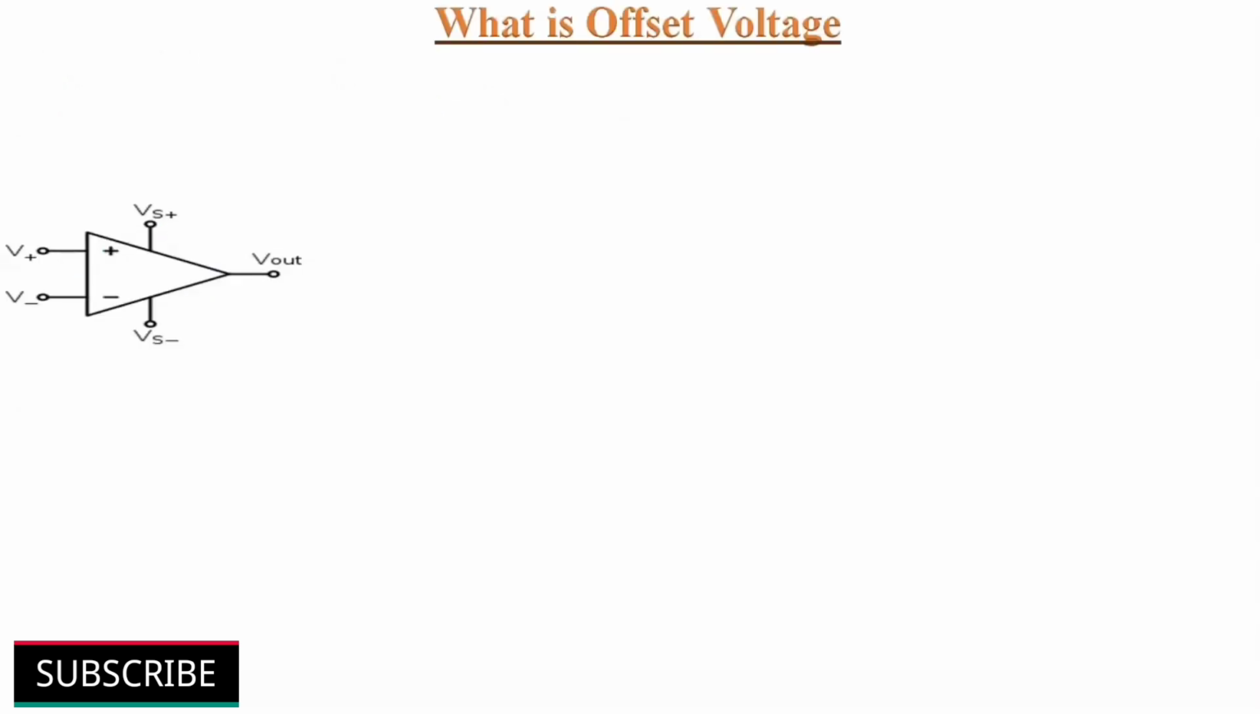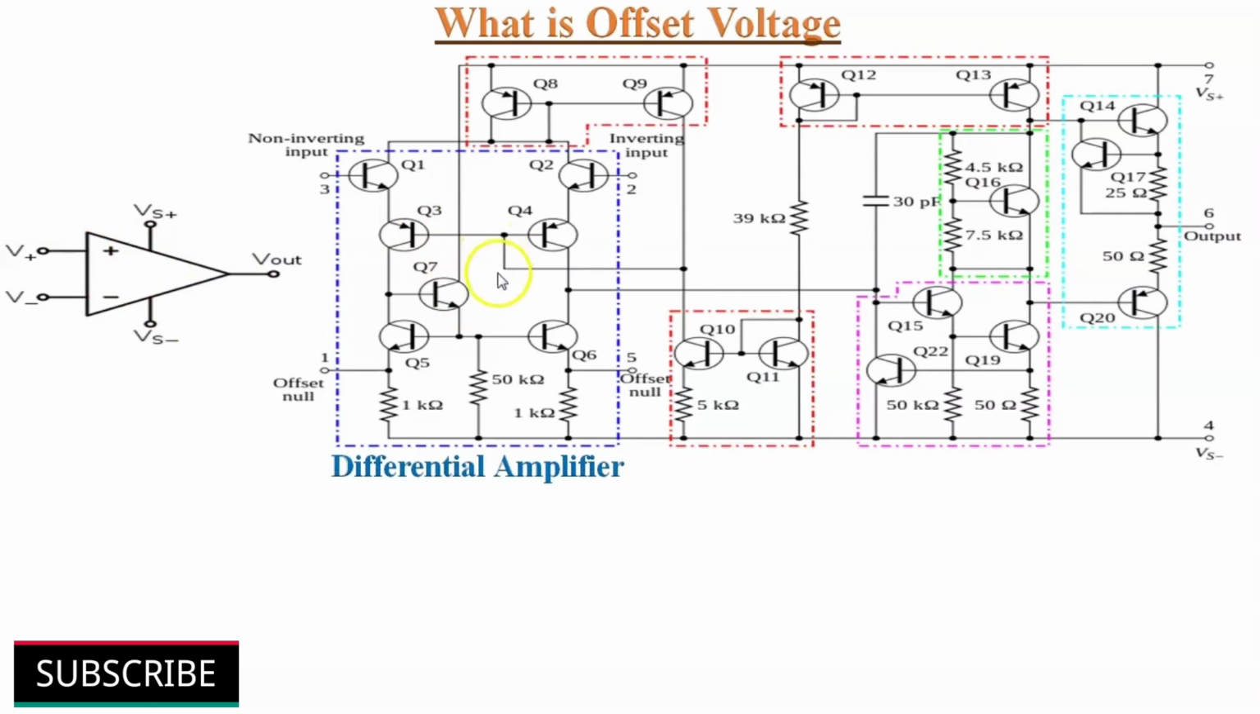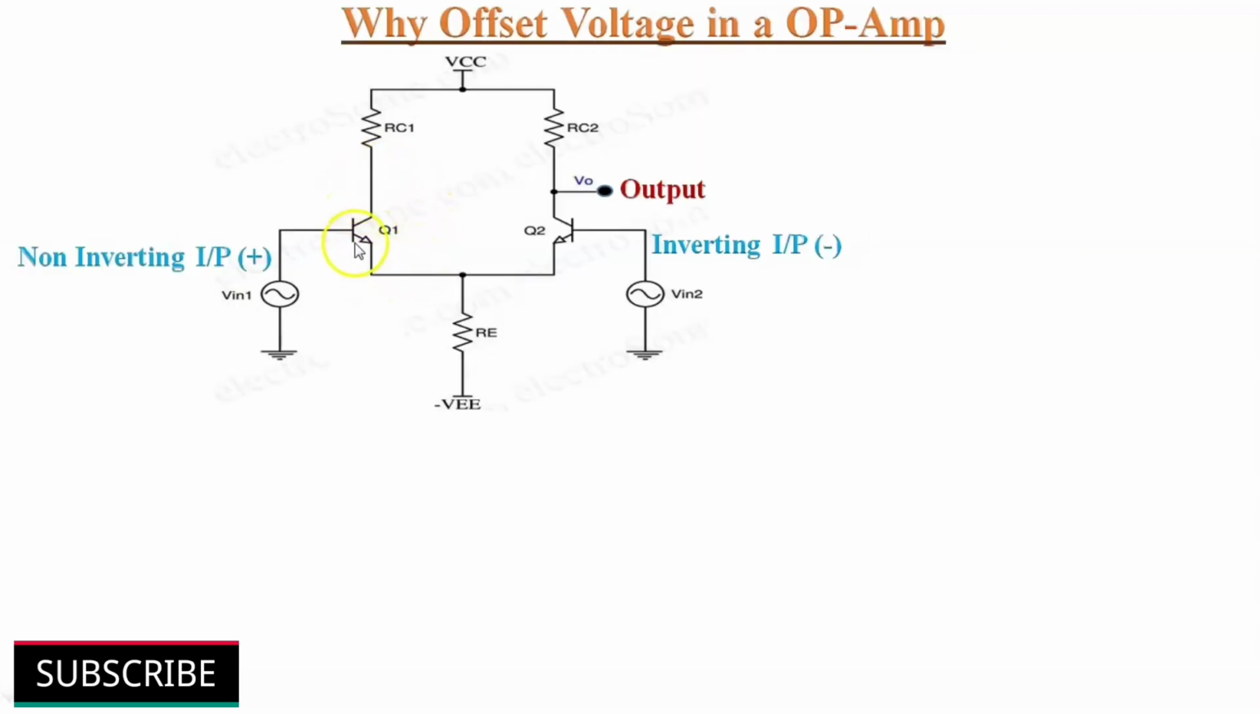What is offset voltage? Op-amp is a differential amplifier. It amplifies the difference between its two input signals. If we explore the internal circuit of op-amp, the first stage is a differential amplifier stage. The differential amplifier of op-amp has been based on assumptions that the transistors are perfectly matched. That means they have exactly the same electrical characteristics. But in practice, this cannot happen because there will always be some differences between the characteristics of these two transistors. So there is an imbalance in the differential amplifier stage.